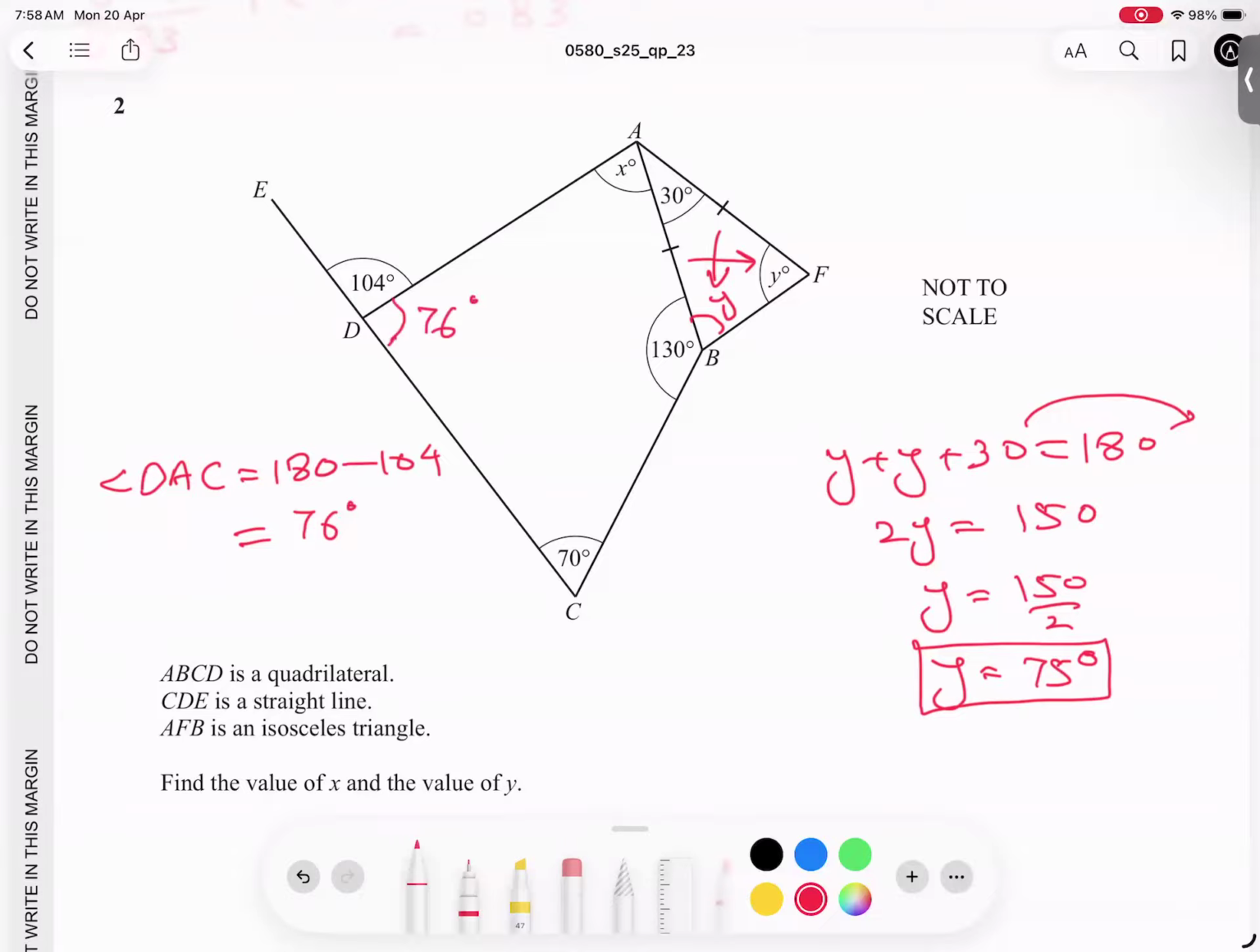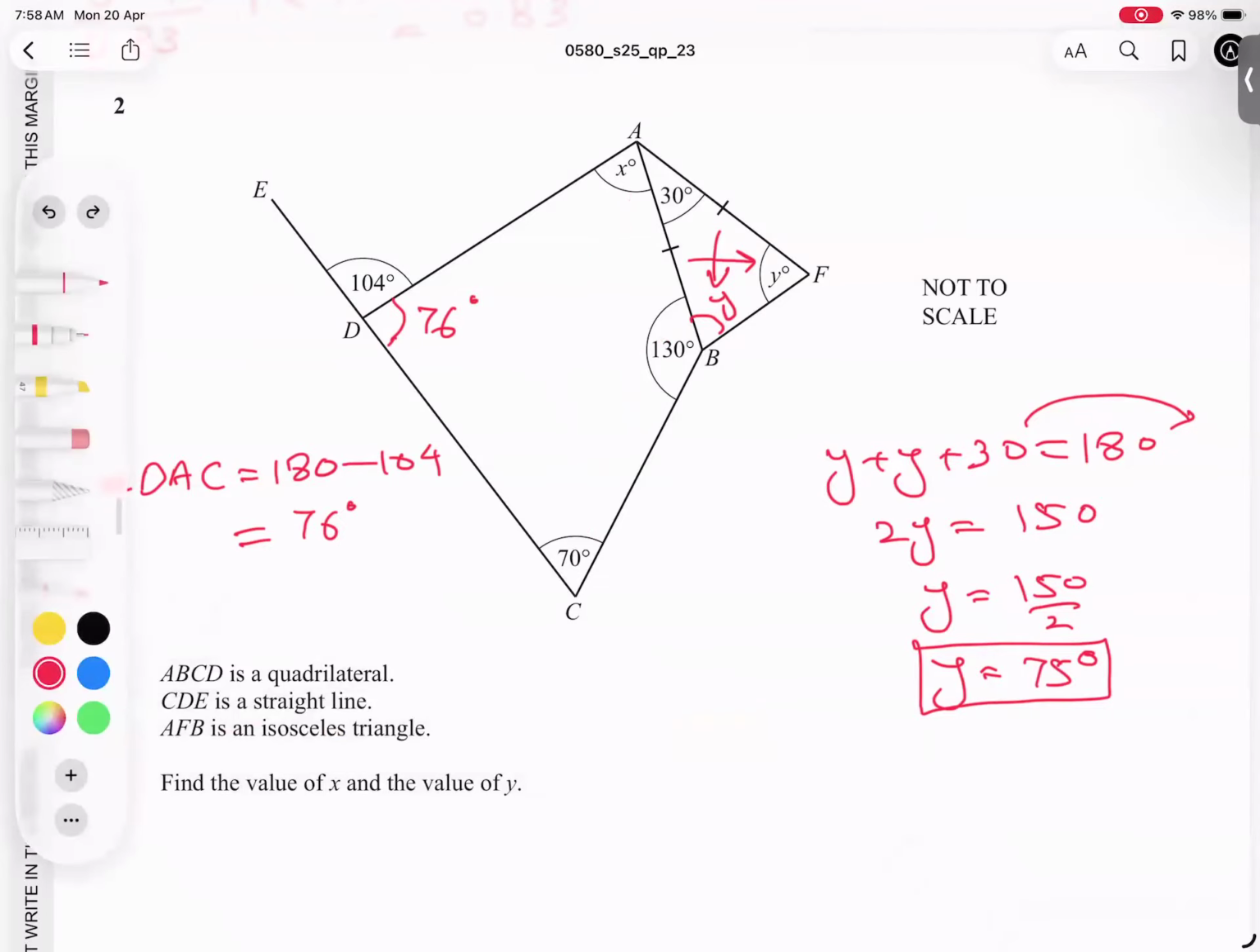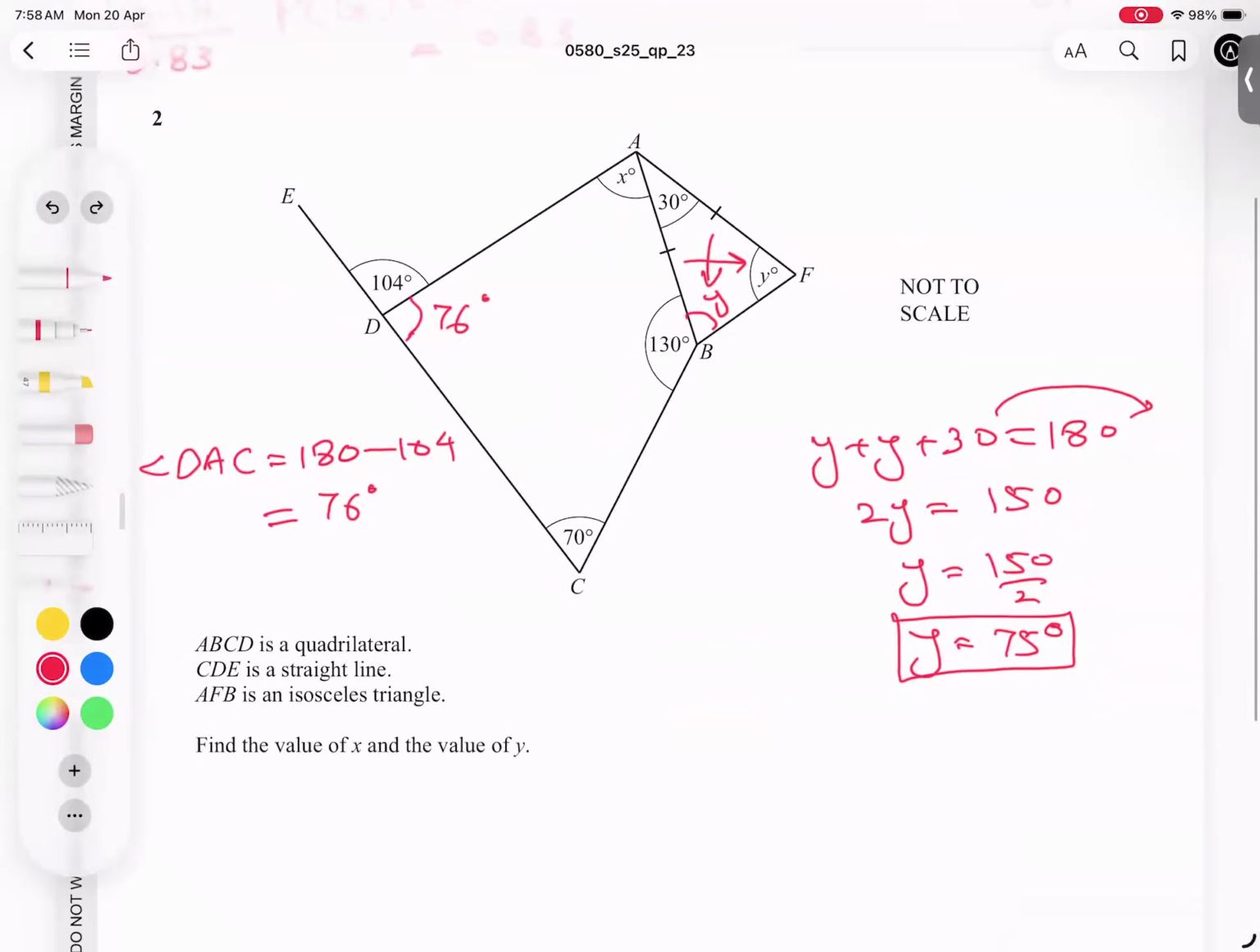Okay. Now after this, you know it very well. 1, 2, 3, 4. A four-sided figure, we have memorized the formula, the sum of the angles inside a four-sided figure is 360. So I can say x plus 130 plus 70 plus 76 is equal to 360. So now if we solve it, this becomes 276.